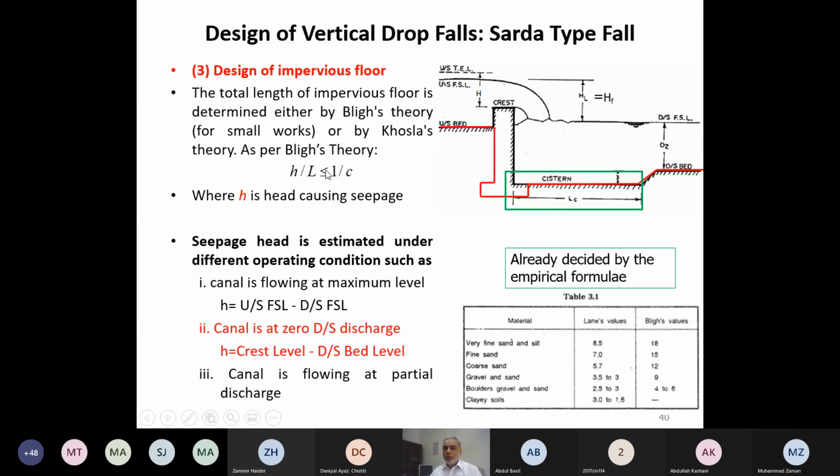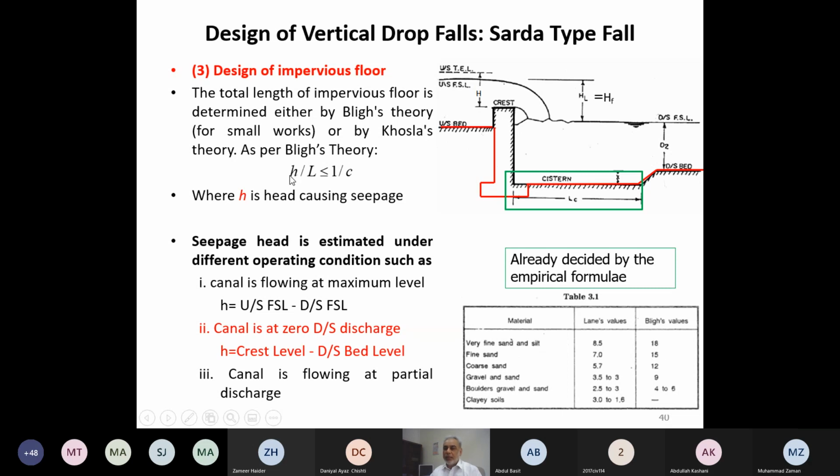इसी इक्वेशन से H over L should be less than or equal to 1 over C can be written as L should be greater than or equal to C times H. इसी को हम दूसरे तरीके से लिख सकते हैं कि the length should be greater than or equal to C times H. C we will take from the table with respect to different material in that place. यूजुअली हमारे पास यहाँ पे फाइन सैंड और सिल्ट होती है, तो 18 इज द ब्लाइ कोएफिशिएंट, और फाइन सैंड होती है तो 15 इज द ब्लाइ कोएफिशिएंट.